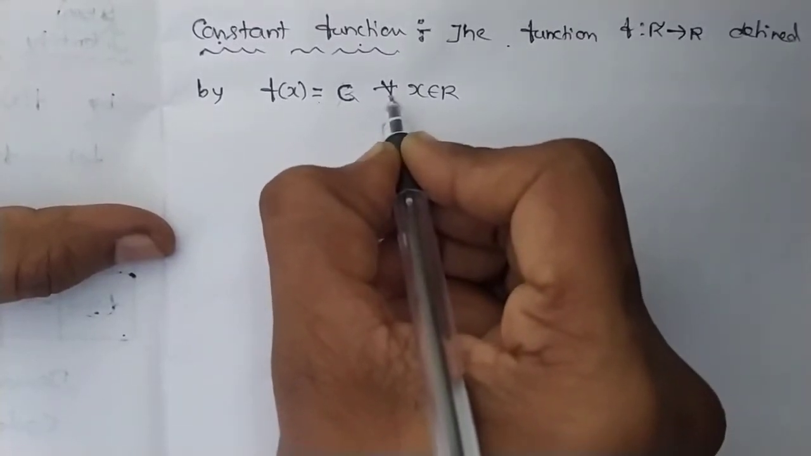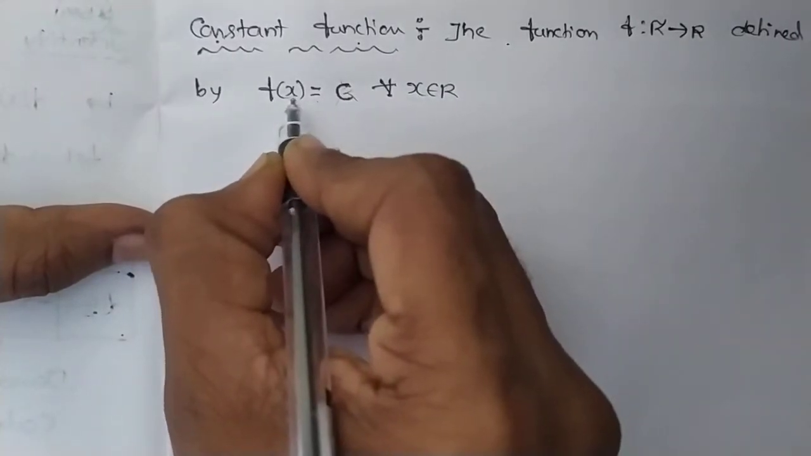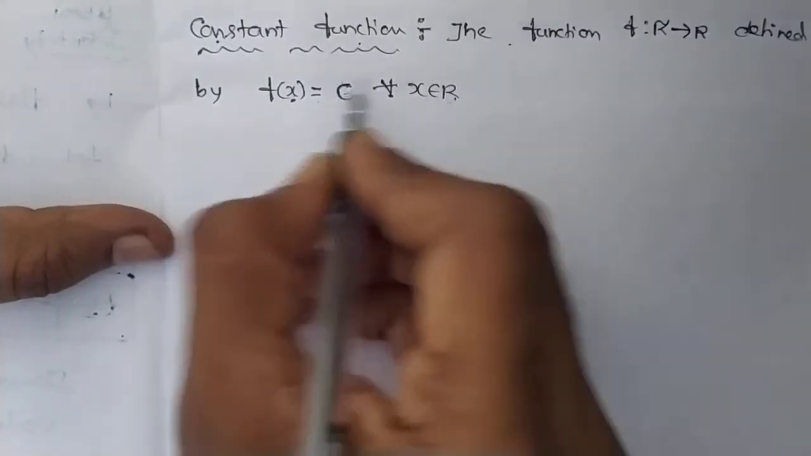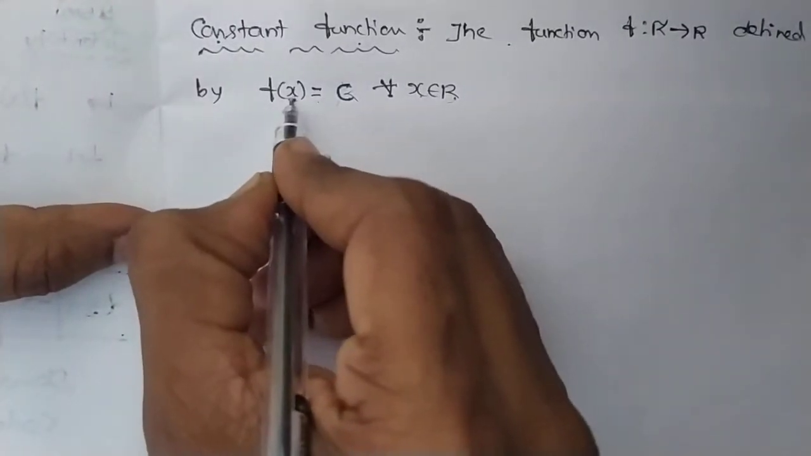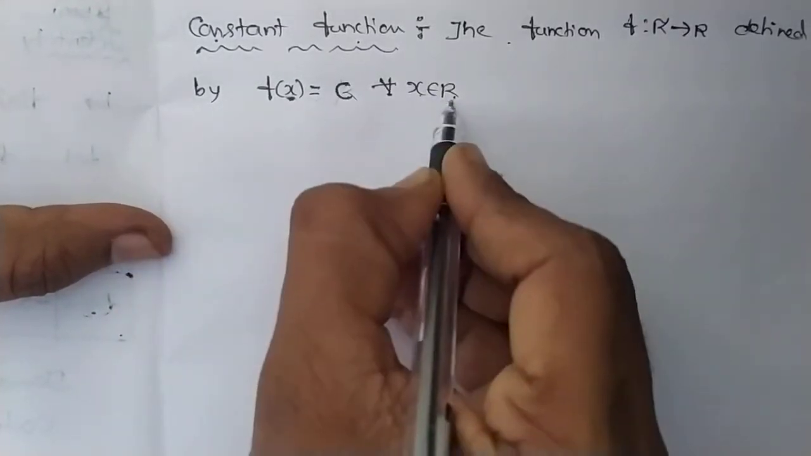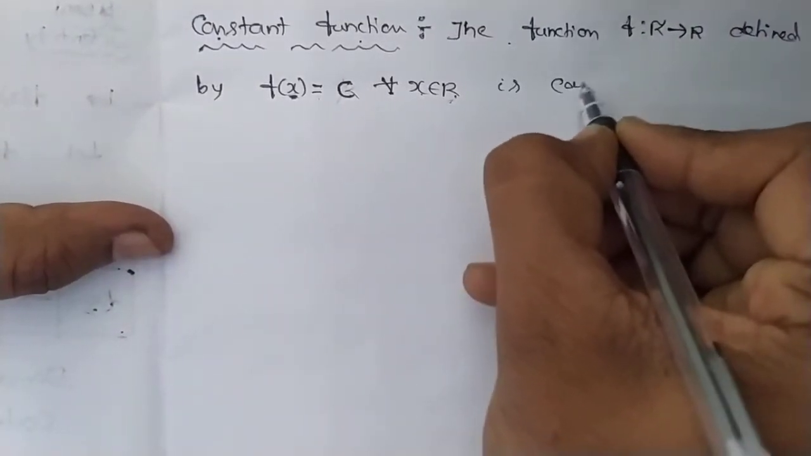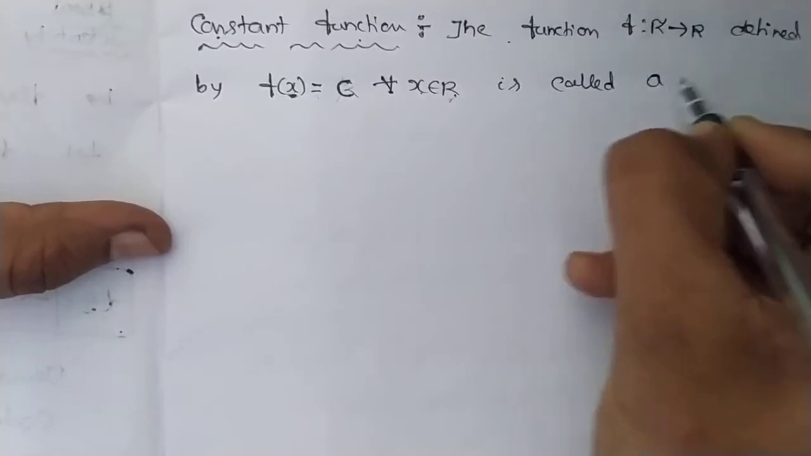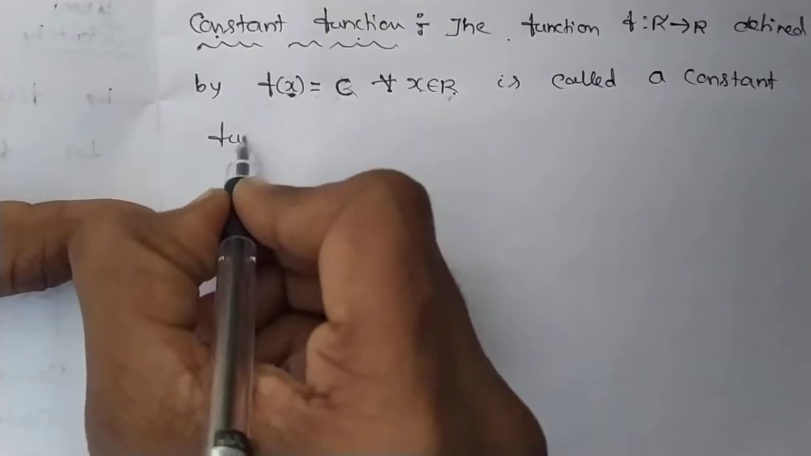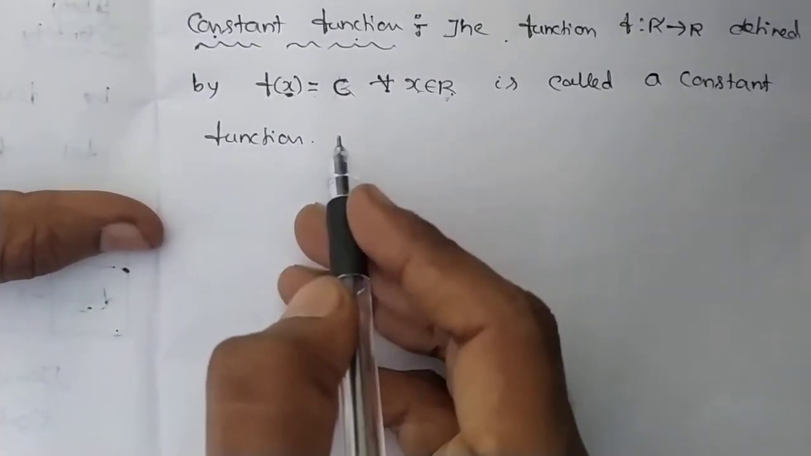This symbol represents that for all x belongs to R. Here we are putting the values of x, and those values should be real numbers. For all x belongs to R is called a constant function. Hence it is the definition for the constant function.